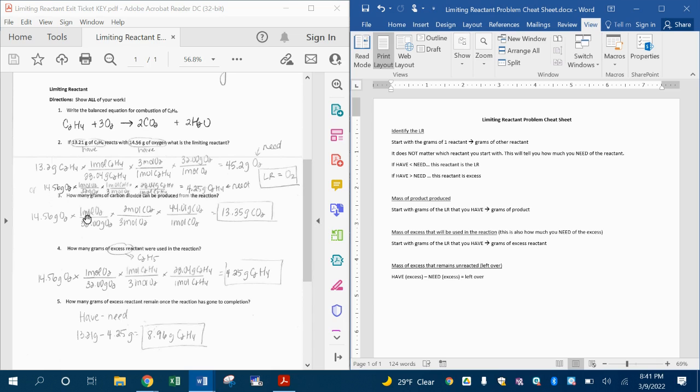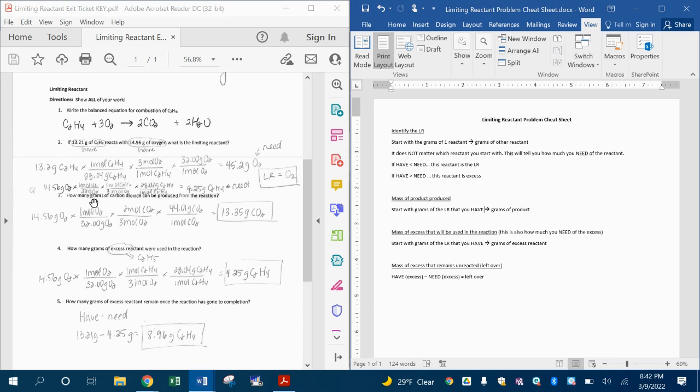Let's look at the next problem. It says how many grams of carbon dioxide can be produced from the reaction. Once you determine your limiting reactant, you want to start all the problems with the amount of the limiting reactant, which in this case is oxygen.